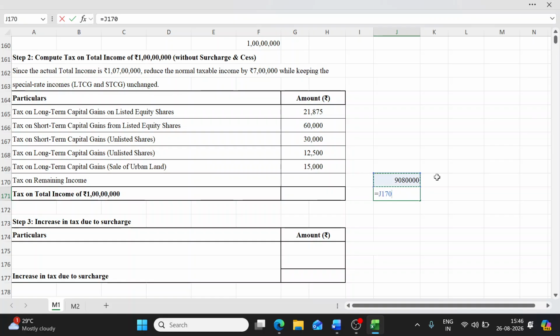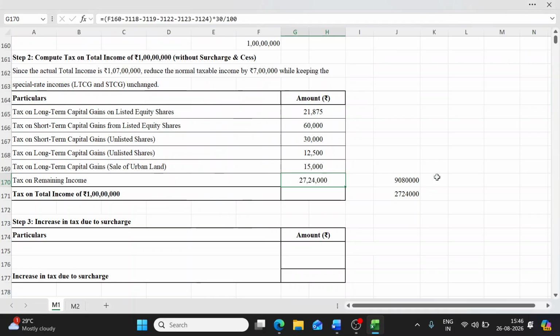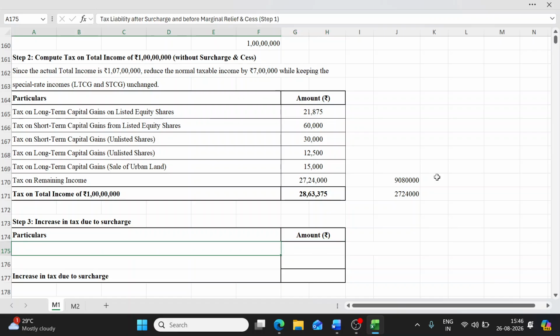On 90 lakh 80,000 we will calculate tax at the rate of 30%. 90 lakh 80,000 into 30% is 27 lakh 24,000. Now the total, from 21,875 to 27 lakh 24,000, is 28 lakh 63,375. Now, in step 3, we will calculate how much tax is increased due to surcharge.